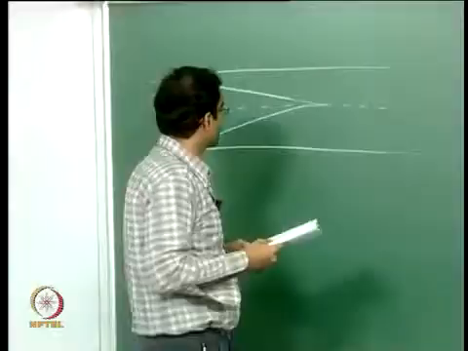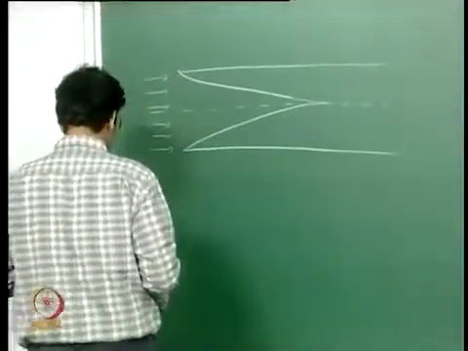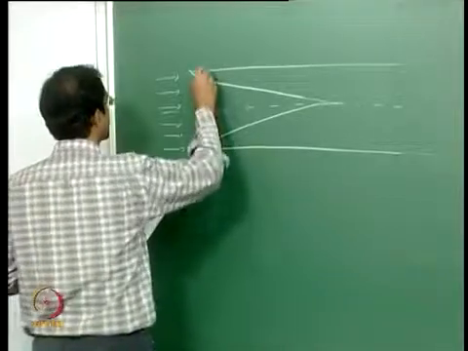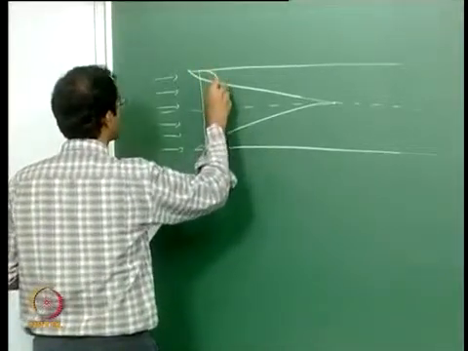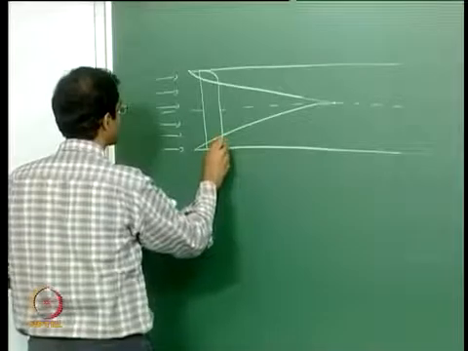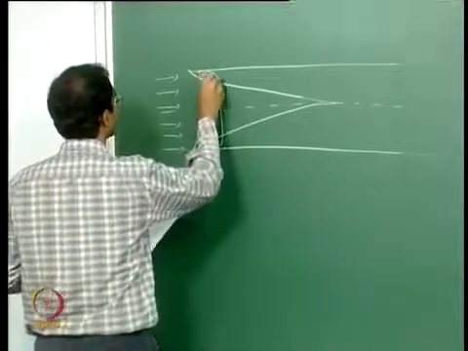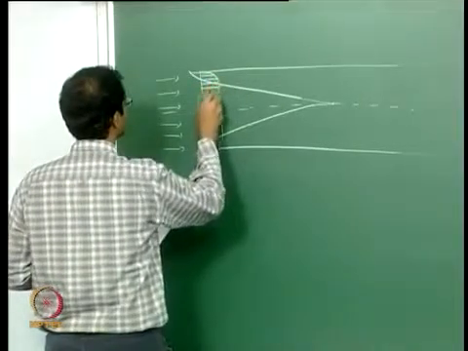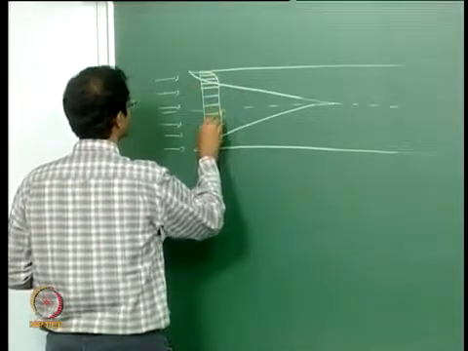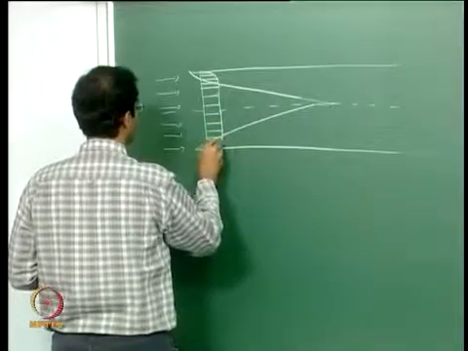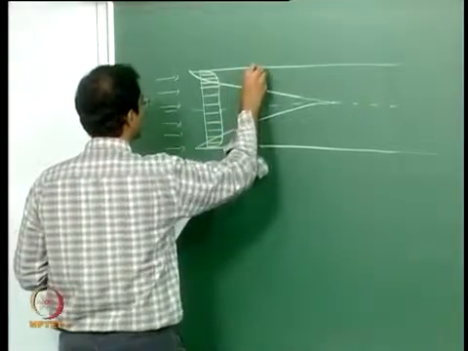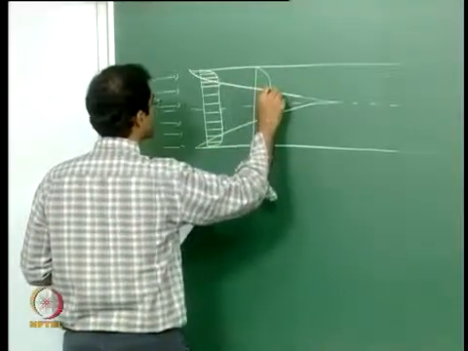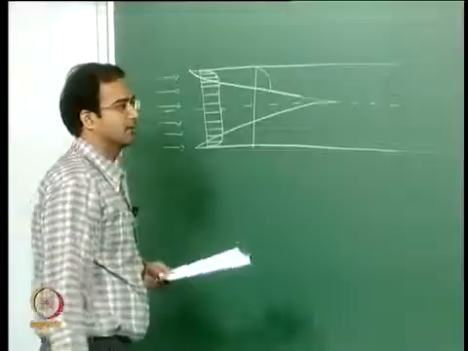Now if you look at how the profiles are drawn, somewhere at the inlet you can have a profile something like this. Now as you keep going downstream, the gradient becomes better and better.